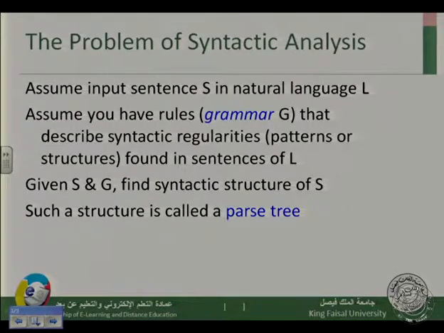So assume input sentence S in natural language L. Assume you have rules, grammar G, that describe syntactic regularities, patterns or structures found in sentences of L. Giving S and G, find syntactic structure of S. Such a structure is called a parse tree. So what does that mean?